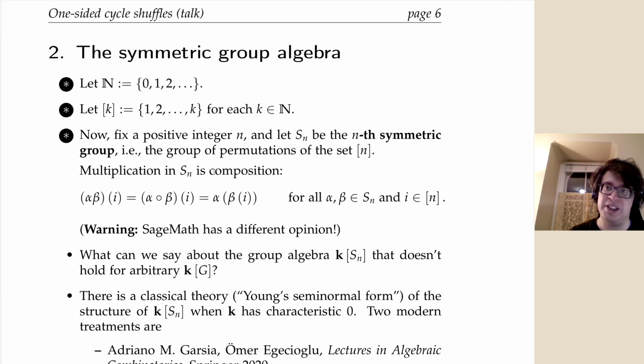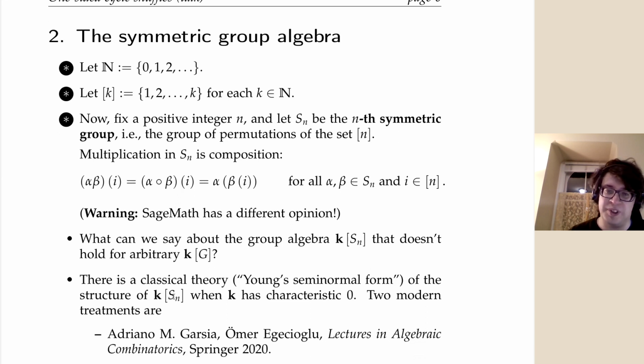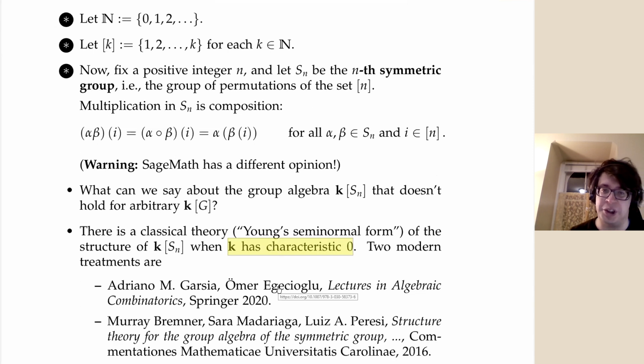Now let's specialize to the symmetric group algebra. N will denote the set of all non-negative integers, and [k] will be {1, 2, ..., k}. The n-th symmetric group is the group of permutations of the set [n]. Its group algebra is a lot nicer than an arbitrary group algebra of an arbitrary group. In particular, when the field has characteristic 0, the group algebra has a well-known structure known as Young's seminormal form.